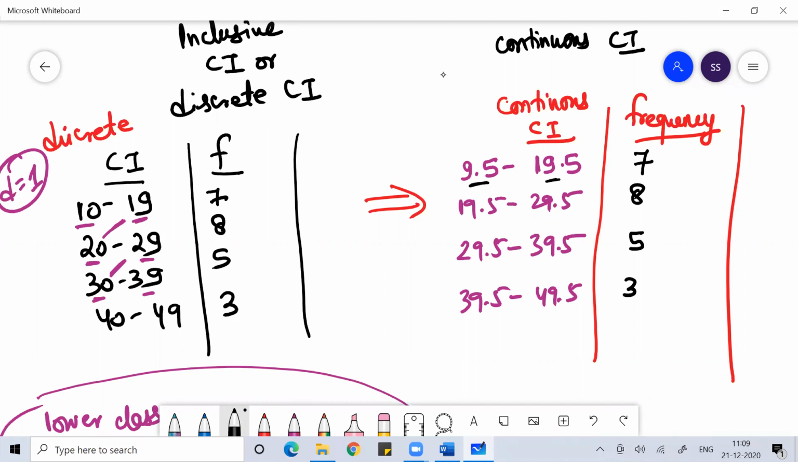I hope everyone understood this. Any doubt? Any question? Anyone have any doubt?